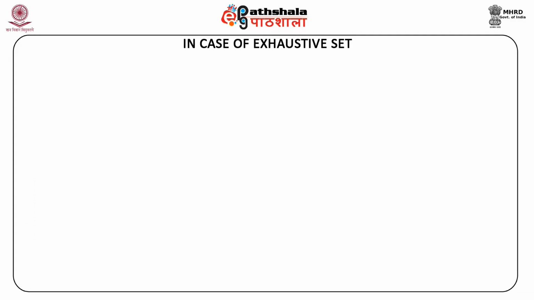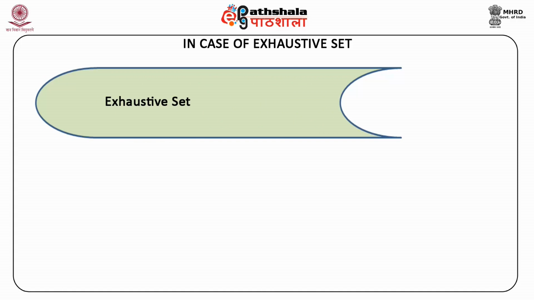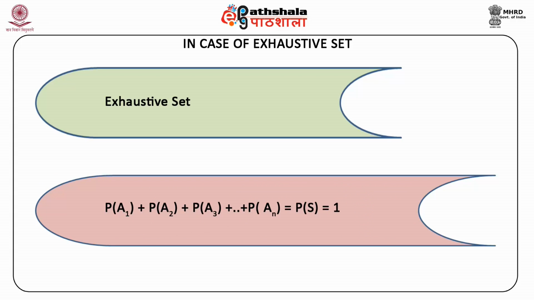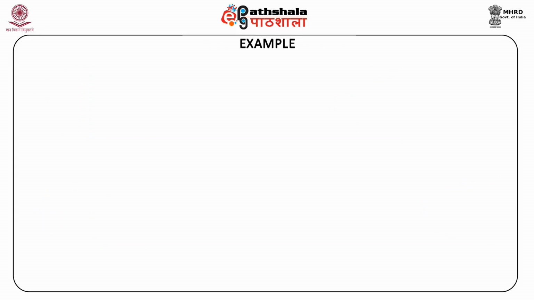Suppose further the given n mutually exclusive events A1, A2, A3 up to An is also an exhaustive set, that is, it covers the entire sample space S, then probability of A1 plus probability of A2 and so on plus probability of An is equal to probability of S, which is equal to 1. Let us understand it with the help of an example.